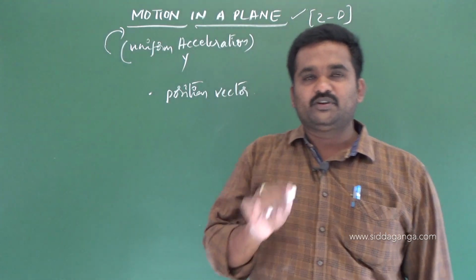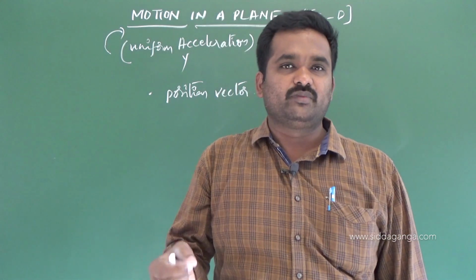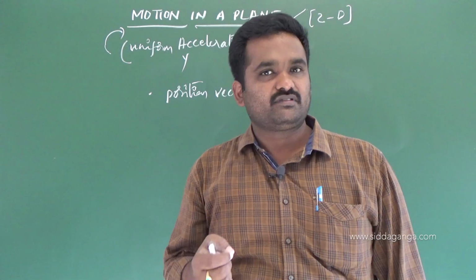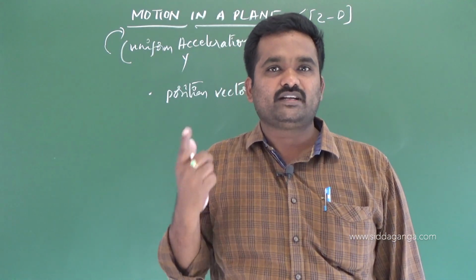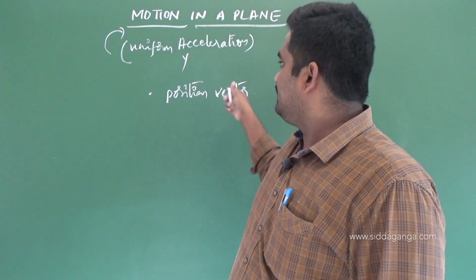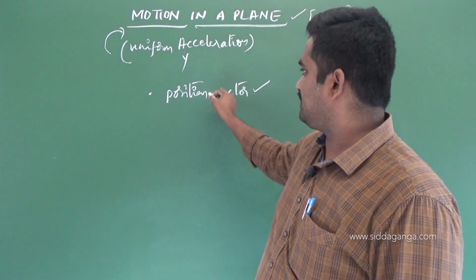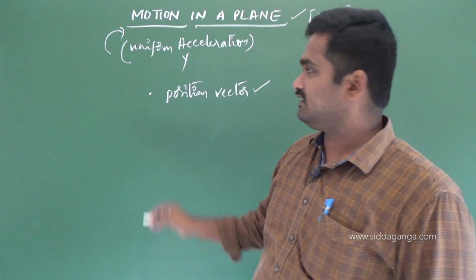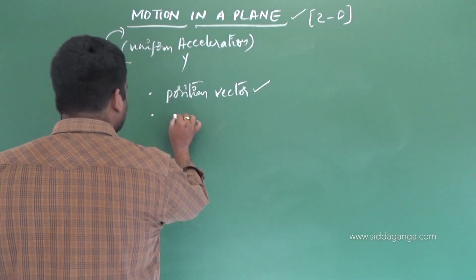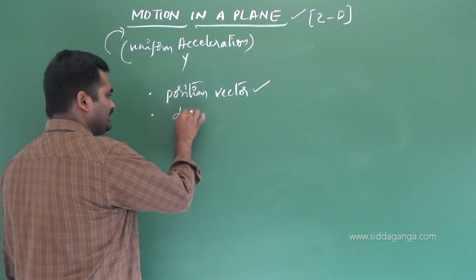There we have studied the position of a particle, meaning at x equals 2 meters, we straight away told it. The position of the particle is at x equals 2 meters. But in vector form, if I want to represent the same position, how can I represent it? So that we have to study. What do you mean by this position vector? And then we have to study about the displacement vector.